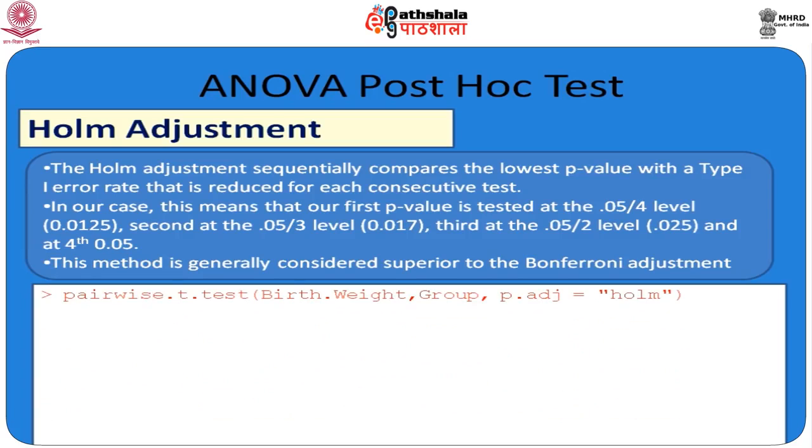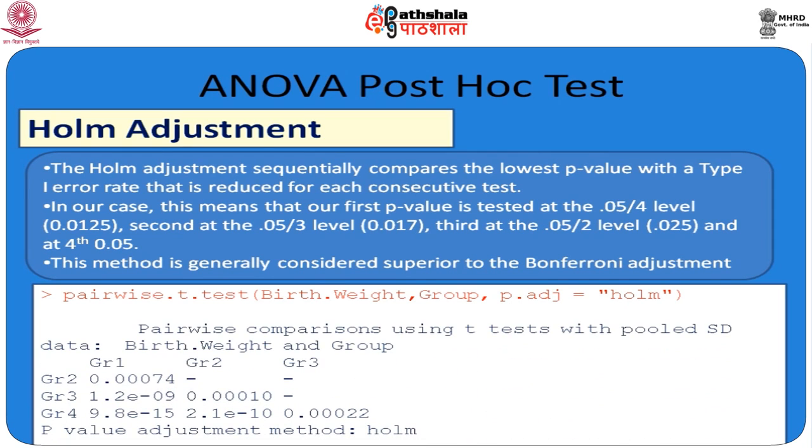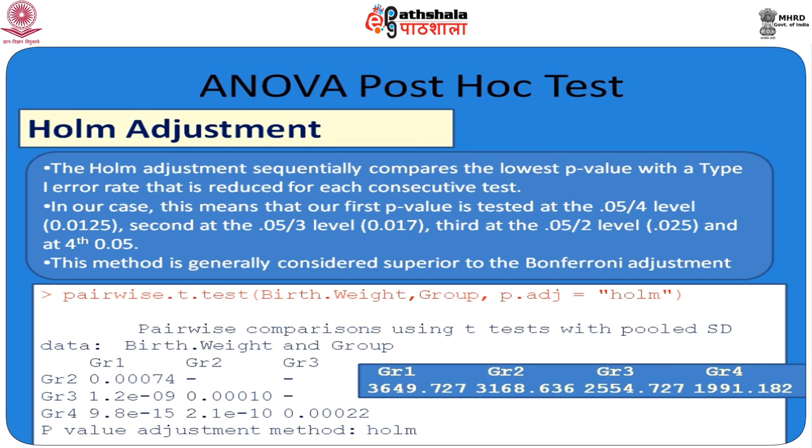Again, to perform this adjustment for multiple comparisons, that is the type 1 error adjustment, we use the same function pairwise.t.test, and the only change is the p.adjust value: instead of bonf, I will put holm for the Holm adjustment. That will generate the same kind of results. Here I just put the means over here for your comparison, and that also indicates that all the groups are pairwise significant. The pairwise comparison indicates all the pairs are statistically significantly different from each other.